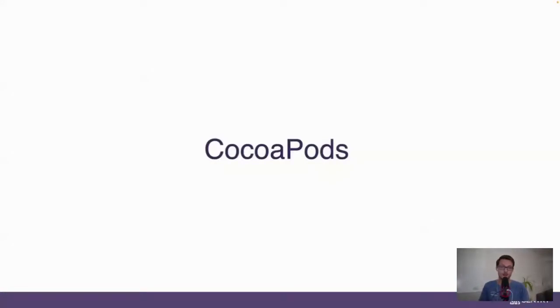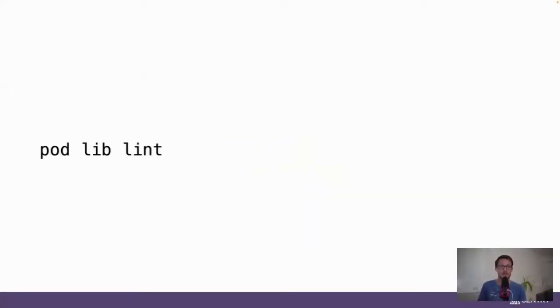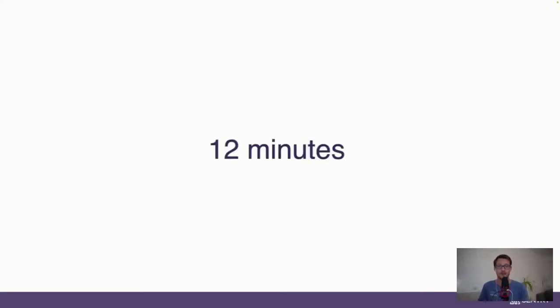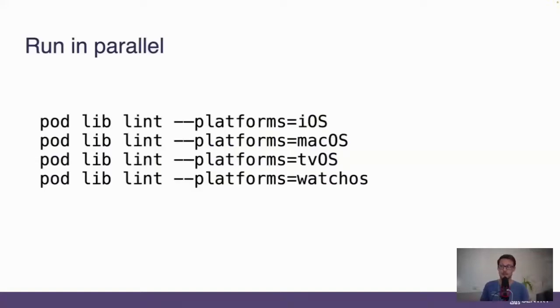The easiest one is CocoaPods, because CocoaPods has this pod lib lint command, and it just checks if your library can be compiled with CocoaPods. For us, this took around 12 minutes, and I recently found out that I can use this platforms flag to specify which platform I want to validate for. Previously, it was validating all 4 different platforms sequentially. With this, I can actually run them in parallel in CI, which speeds up my job to 3 minutes. It's a pretty nice improvement.